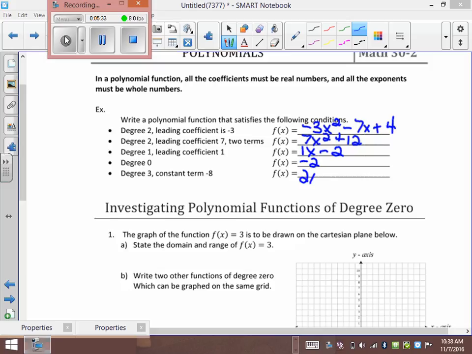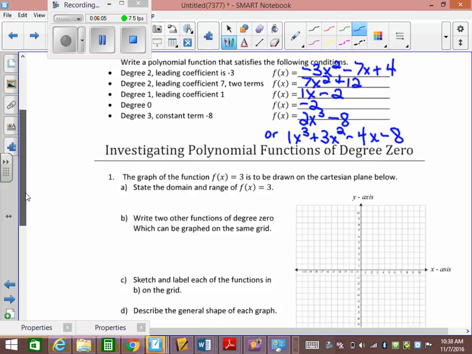2x cubed, or I could just go x cubed. I wouldn't have to put a number in front of it at all. It doesn't tell me I have a leading coefficient of any number, so I can put whatever I want. And a constant term of -8, so I can just go -8 at the back. Or I could have written 1x cubed plus 3x squared minus 4x minus 8. As long as I have the x cubed and the -8 at the back, I'm correct. I could have only put 3 terms instead of 4, right?